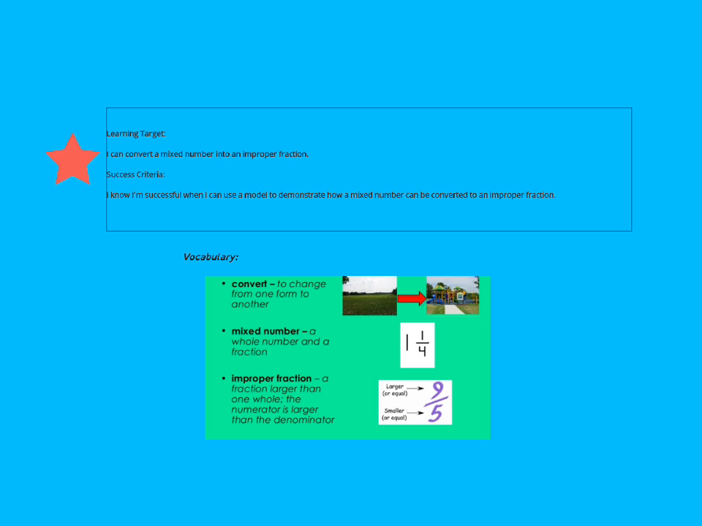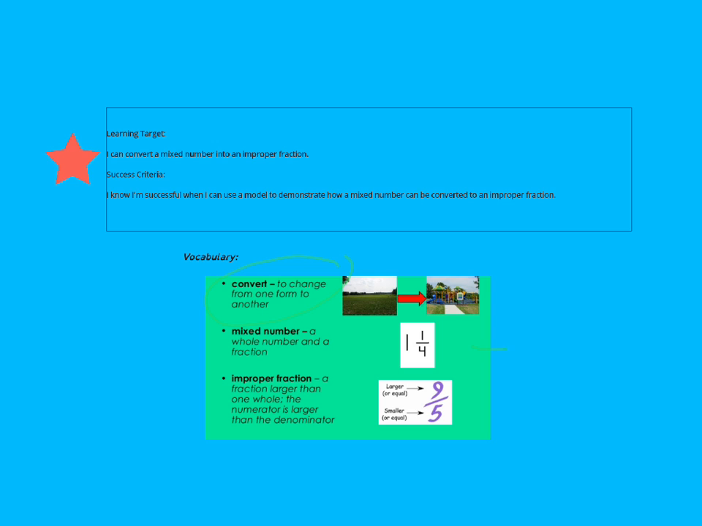Before we begin, let's go over some vocabulary to make sure that we understand what we are to do. Here we go. Convert. Convert means to change from one form to another. For example, you see this picture of an empty field, and then it is converted into a playground.